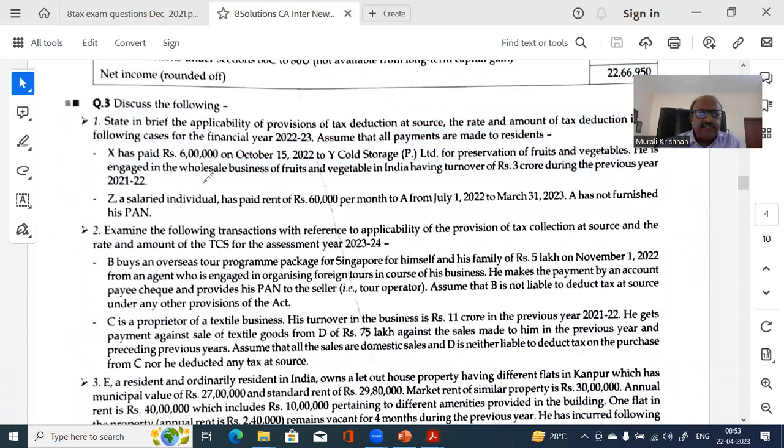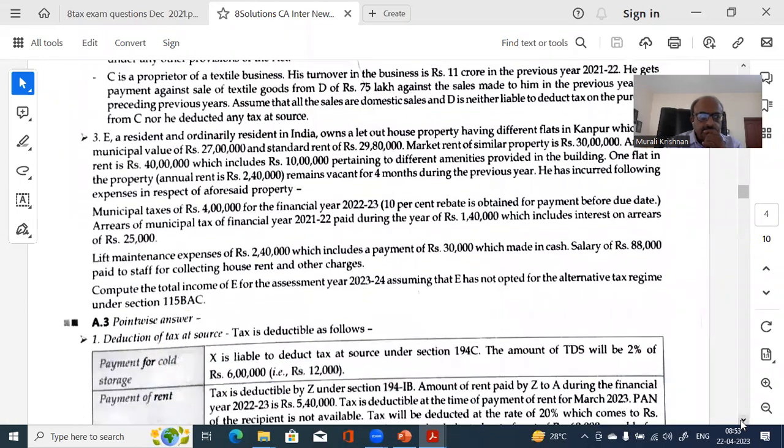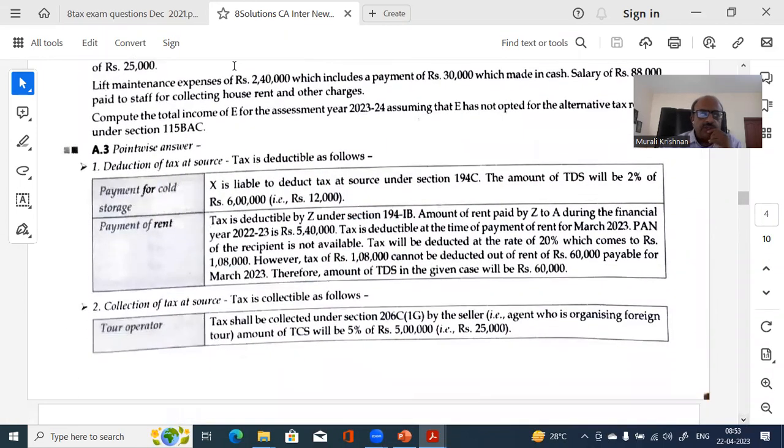So this is TDS related, 6 lakhs on the 15th. Cold storage, payment of cold storage. X is liable for TDS under 194C. TDS will be 2%. Why? Because it's a company. Otherwise, 1% on 6 lakhs.